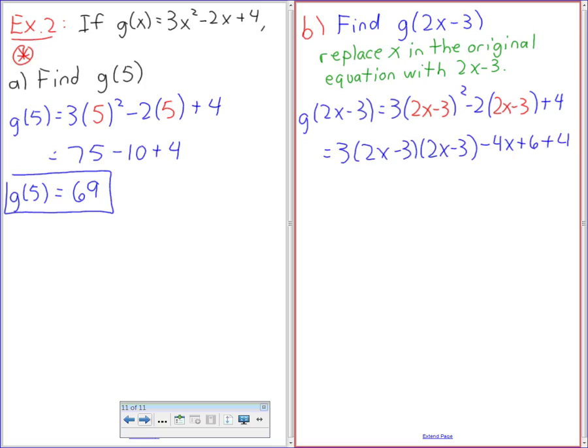Another question is, why wouldn't you do 3 times 2x and then 3 times negative 3? Because you have to follow order of operations. You do the exponents first, right? So you're going to FOIL first, the exponents. So you take care of the squared first, right? Brackets, exponents.